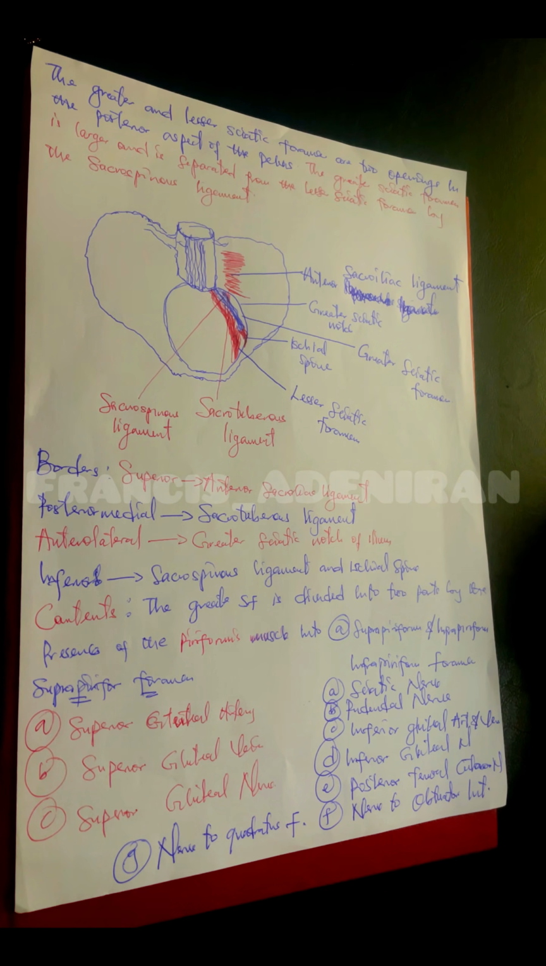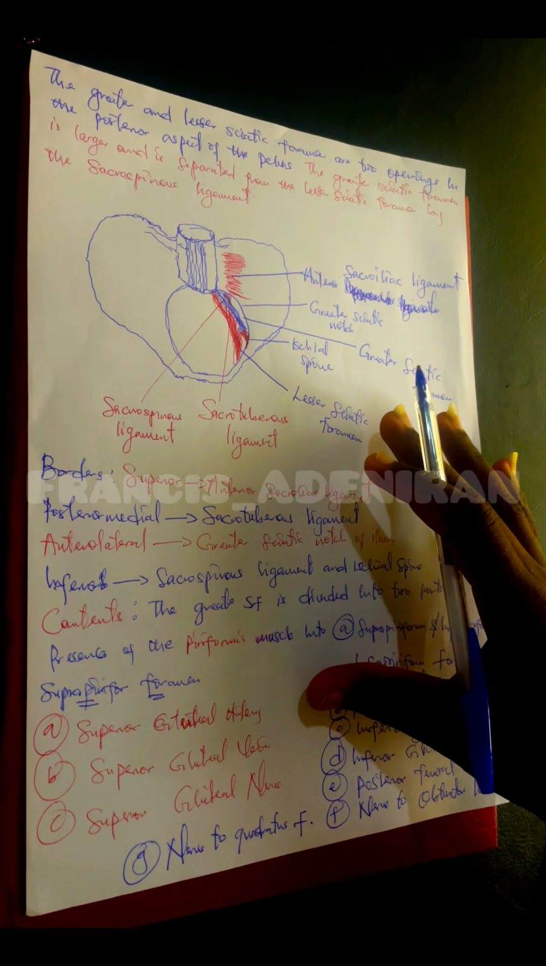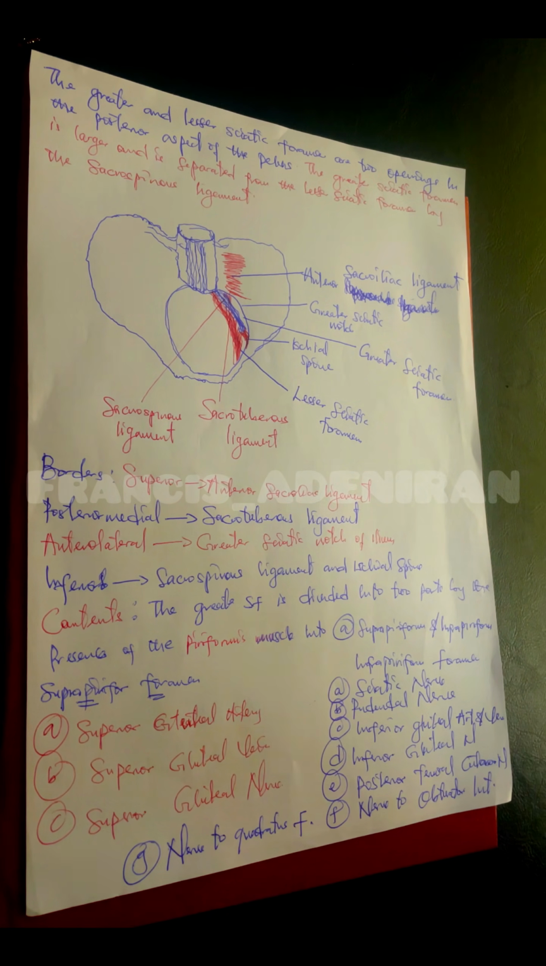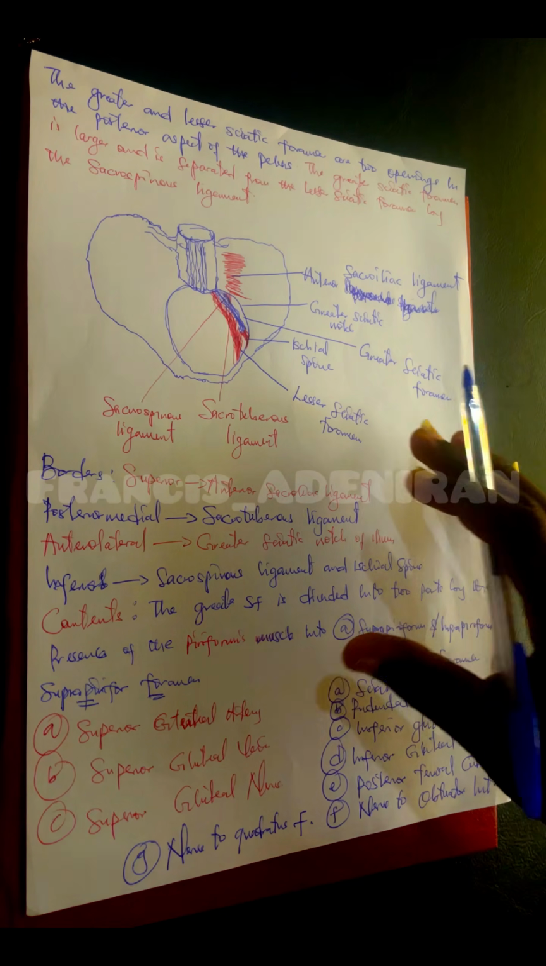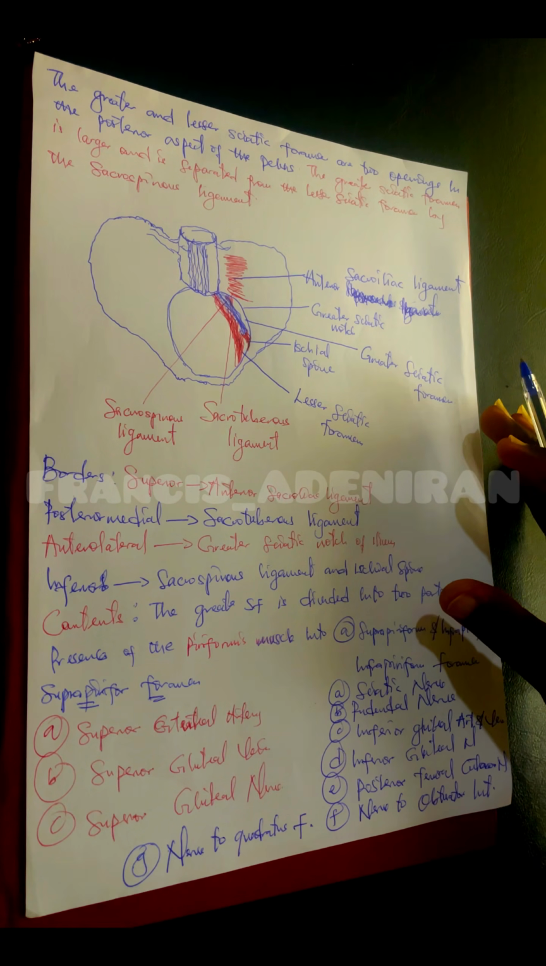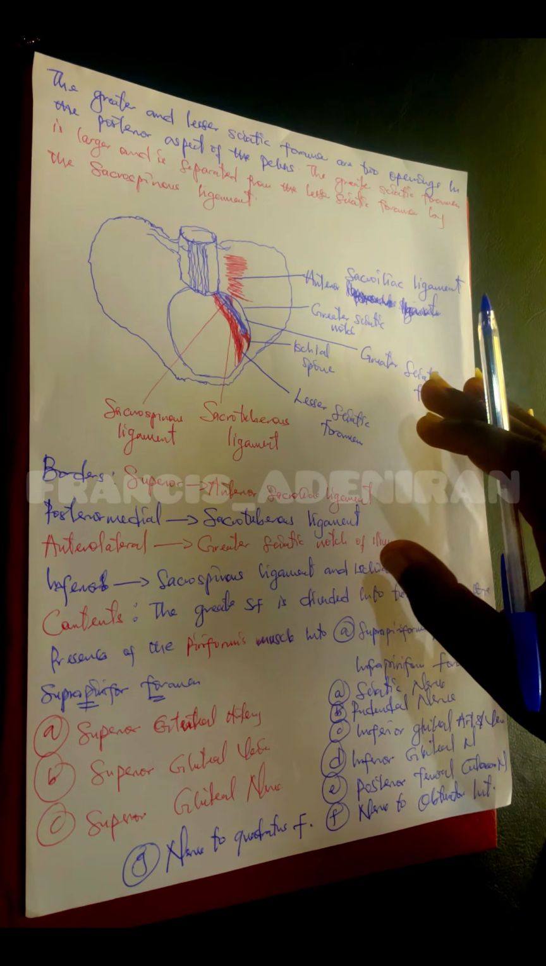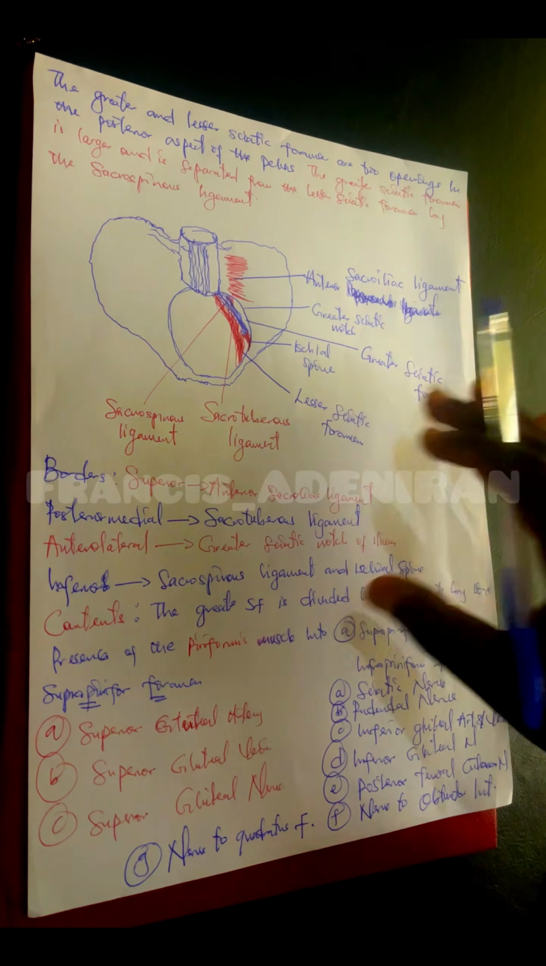In today's class, we're going to be talking about the sciatic foramen, the greater and lesser sciatic foramen, but more specifically the greater sciatic foramen. Now this foramen, there are two openings in the posterior aspect of the pelvis that allow structures to enter and also leave. The greater sciatic foramen specifically is larger and is separated from the lesser sciatic foramen by the sacrospinous ligament. So let's talk about the greater sciatic foramen specifically for the purpose of this class.